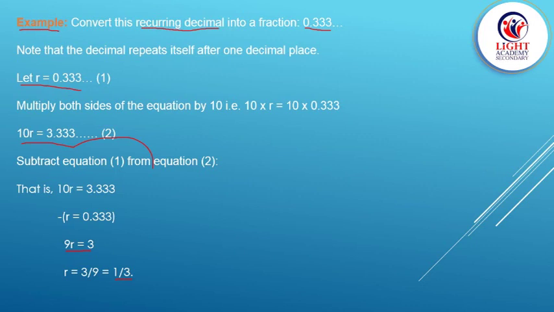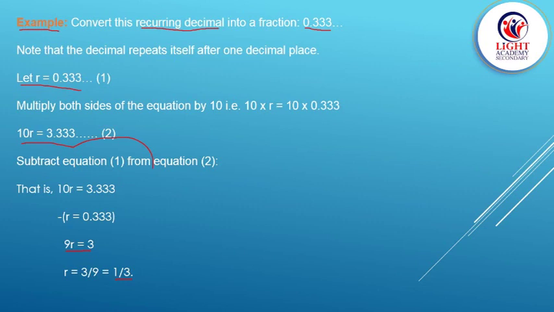So we divide both sides by 9. r is equal to 3 upon 9, the 9 cancelled from the left side. And it can be simplified more, to 1 upon 3. So you see, 0.3333 recurring can be converted into the fraction 1 upon 3 at the end.